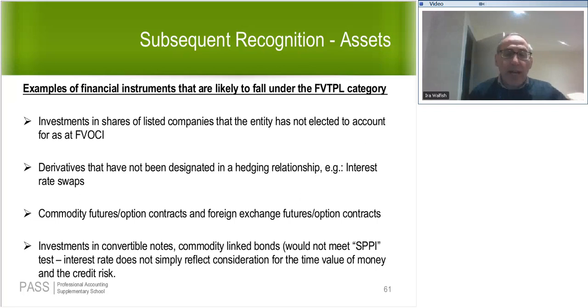But if I buy a convertible bond, I don't issue it, I buy it, my interest is also dependent on expectations regarding the share price. Or if I buy a commodity-linked bond, my cash flows will be based on the value of the commodity that's linked with the bond. So in these situations, once again, I haven't met the SPPI test because my cash flows are not totally dependent on the time value of money and credit risk. Therefore, I would not be able to treat these bonds as either at amortized cost or FVOCI, and I would end up using the FVTPL category.